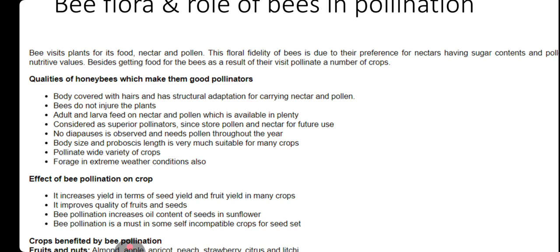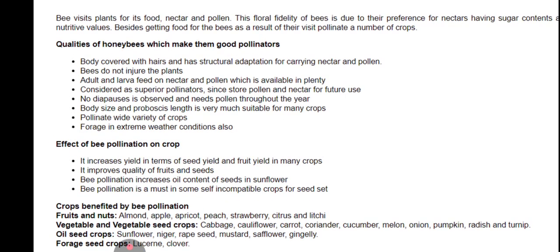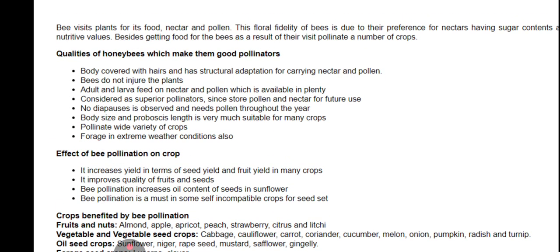Coming to the effects of bee pollination on crops, it increases the yield in terms of seed yield and fruit, improves quality of fruit and seed, and increases oil content in seeds. So in sunflower, it is a must, and in some self-incompatible crops, for seed set. Coming to the crops benefited by bee pollination, in fruits and nuts: almond, apple, apricot, peach, strawberry, citrus, lychee. These are bee pollinated crops.